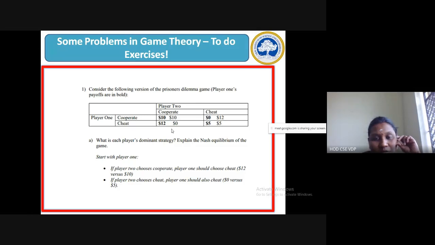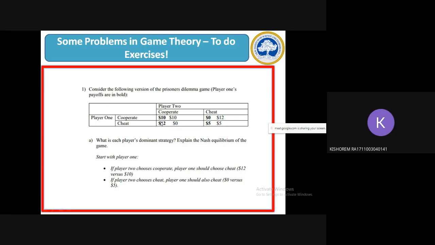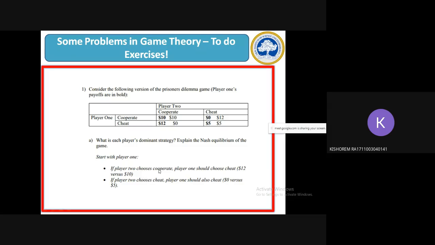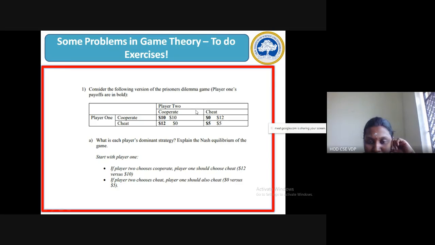Can someone give me an answer for this? So player 1 strategy they are asking. Okay, so how do you do that? Compare 10 with 0 and 12 with 5. So obviously you'll be having 10 and 12. Yeah, ma'am, very good, perfect. Then, player 2, compare when player 2 chooses cooperate. Next one, ma'am. For player 2, how do you go?